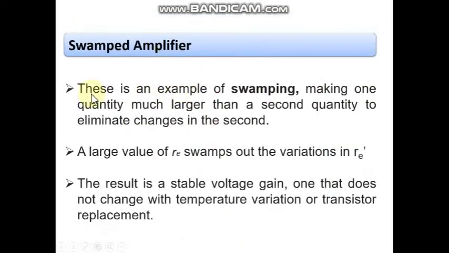So let's see what we have done. This is an example of swamping, making one quantity much larger than a second quantity to eliminate the changes in the second. A larger value of RE swamps out the variation in RE dash. The result is a stable voltage gain, one that does not change with the temperature variation or transistor replacement.